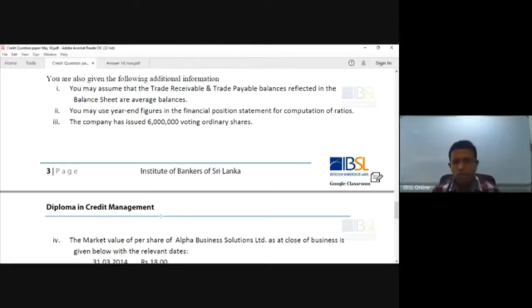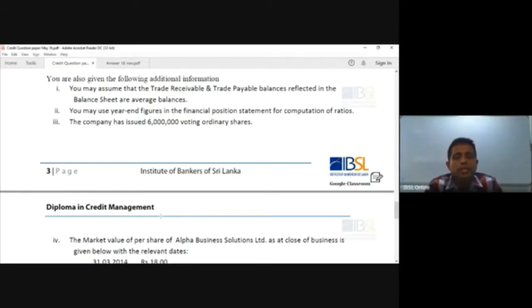If you are to calculate a ratio with one figure from the income statement and another figure from the balance sheet, normally we take the balance sheet figures as an average. But in this question, he has not given figures or data to calculate the average figures. He is asking you to take the year-end figures as average figures and calculate the ratios. Therefore, that is very straightforward. Don't waste time. If the examiner asks you to calculate using the year-end figures, take that option.